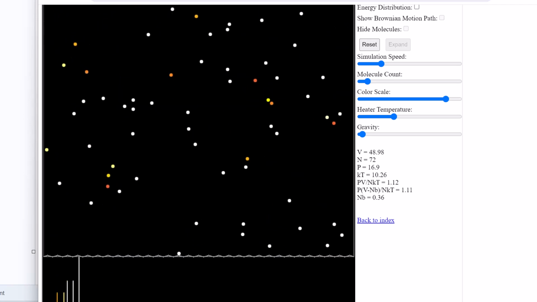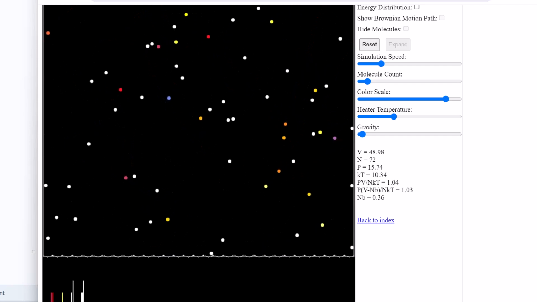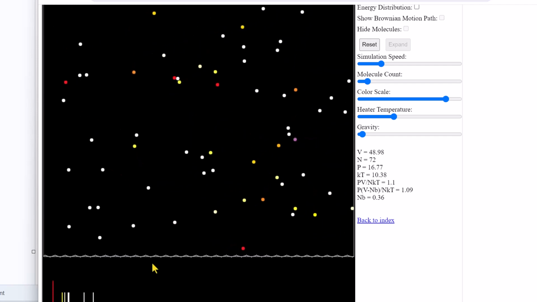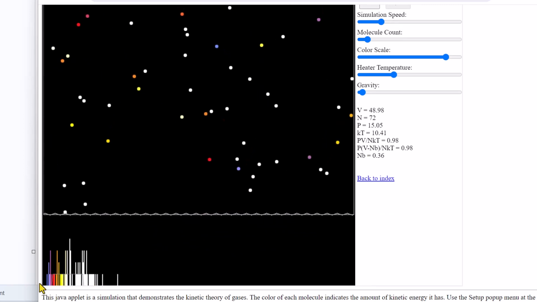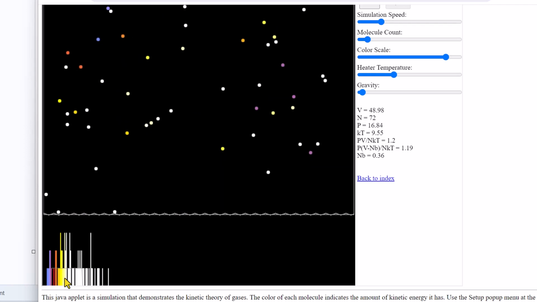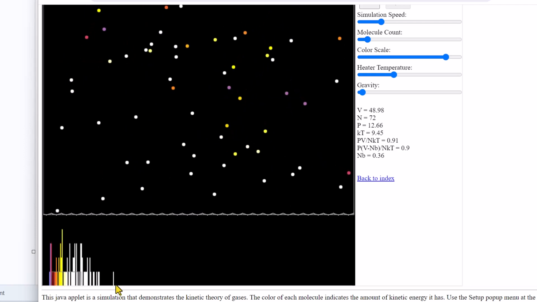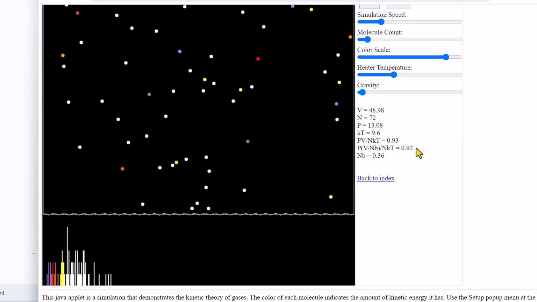Keeping track of the molecules here. Here's a track of the molecules. This is keeping track of the molecules here. In other words, we have this many moving slowly, we have this many moving faster, and we have this many moving fastest.